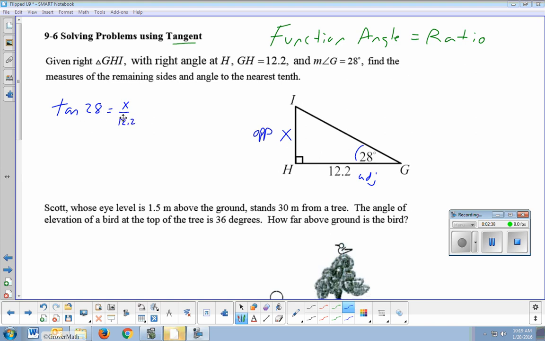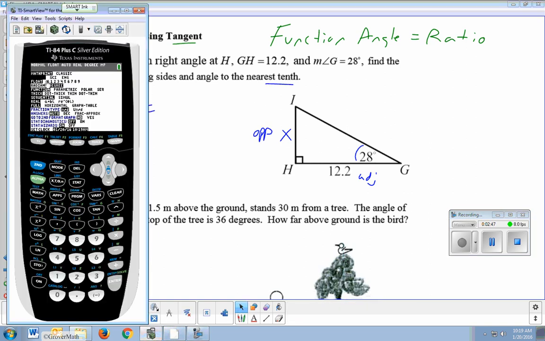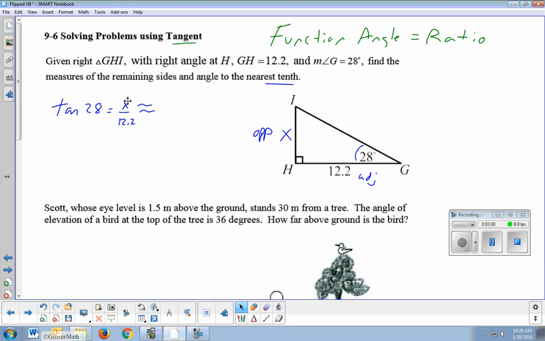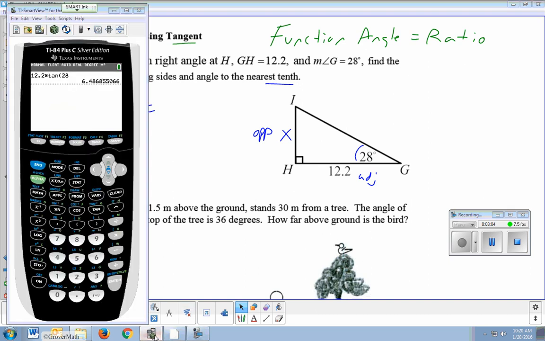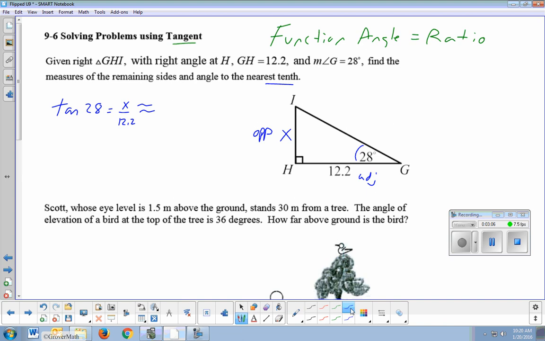And so now we can cross multiply to get an answer for x, and we're going to round to the nearest tenth here. And so using my calculator, it's going to be 12.2. Make sure I'm on degree mode. I am. 12.2 times tangent 28. And remember, sometimes it's 12.2 divided by tangent 28. That would be the case if x was on the bottom of my fraction here. So we get 6.5 when rounded to the nearest tenth, 6.5.